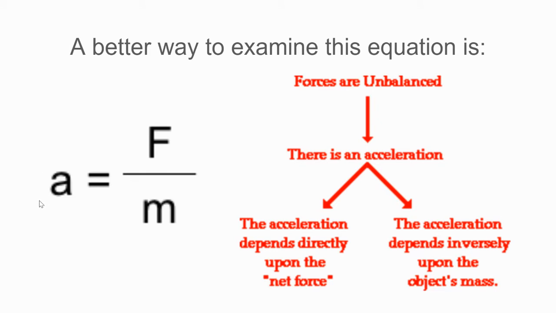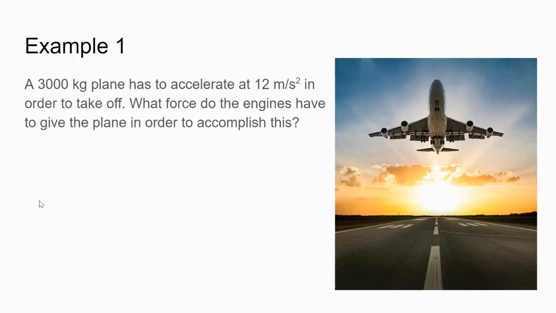And if you think about that, it makes sense, right? If you have a bigger force, then you'll have a bigger acceleration. If you have a smaller force, you'll have a smaller acceleration. If you have a large mass, it will be hard to accelerate, so you'll have a smaller acceleration. If you have a small mass, it will be easy to accelerate, so you'll have a larger acceleration. So let's do a couple examples with this big equation.